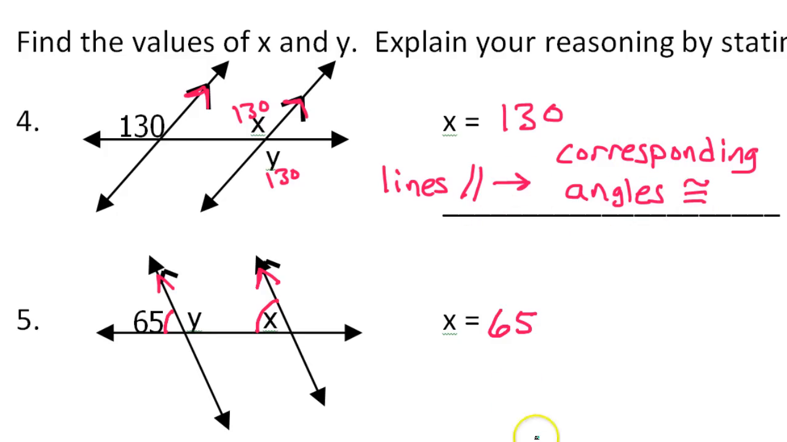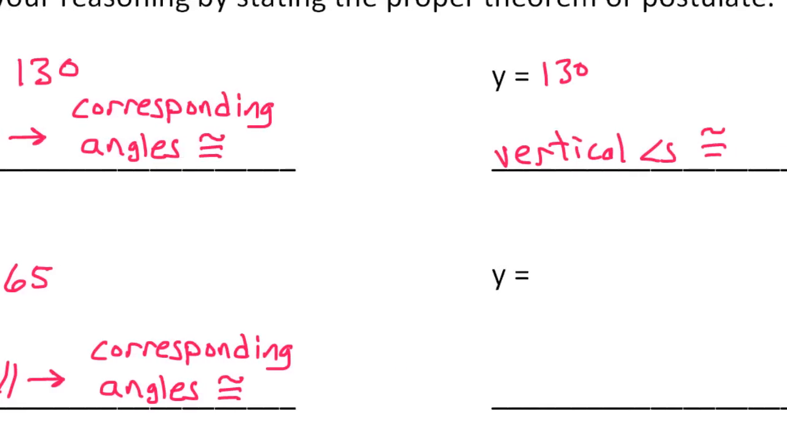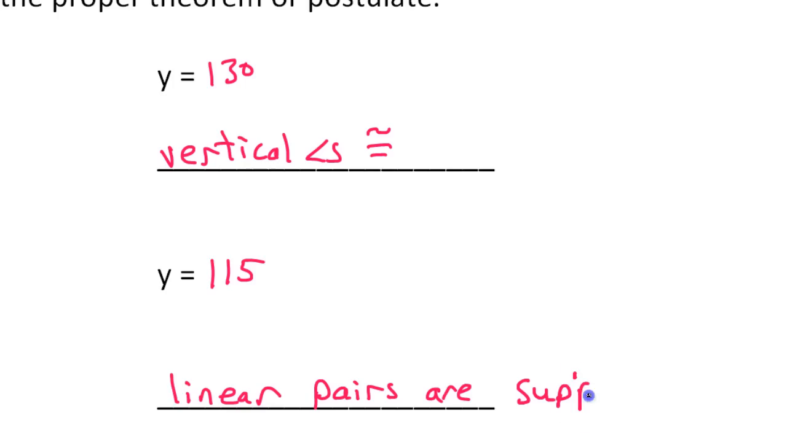In fact, I'm just going to cut and paste that down here. Now, how about angle y? How will I find that? Well, angle y and the 65 form a linear pair, because you can see that together they form a straight line. And we know that a linear pair is always supplementary, so we can just do 180 minus 65. That is 115. So we know that y is 115, and we can just say that linear pairs are supplementary.